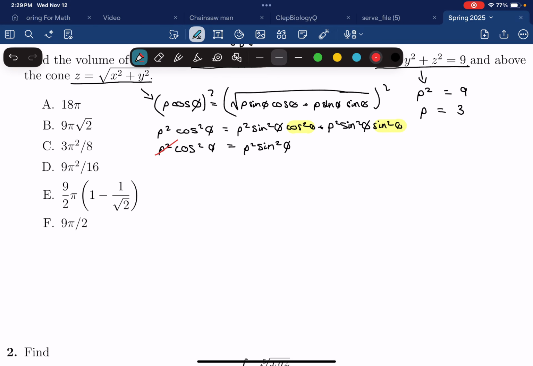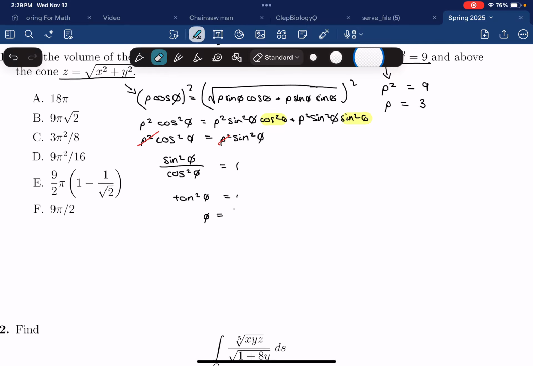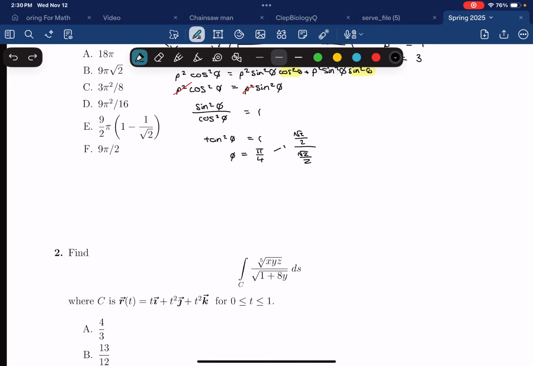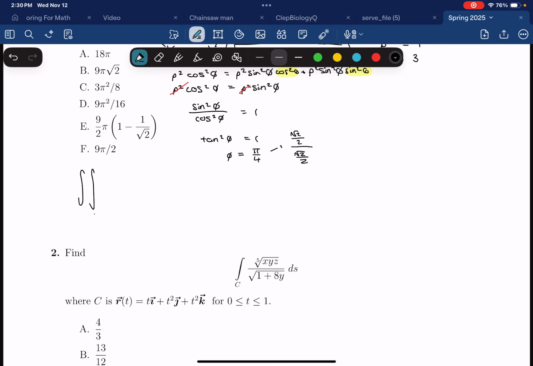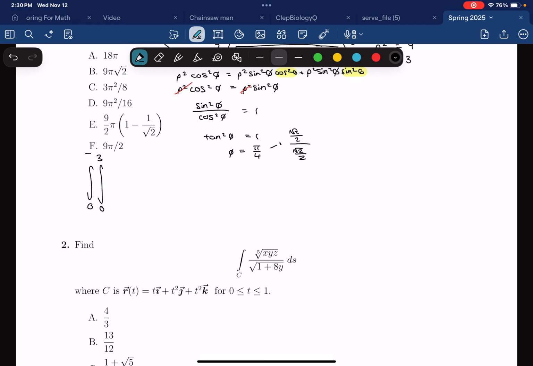So our rhos can cancel out, so we get sine squared phi over cosine squared phi equals 1. So tangent of phi is equal to 1, so we know that phi is just equal to pi over 4, because that would just be square root of 2 over 2 divided by square root of 2 over 2. Cool. So we already know 2 of our bounds. I'm going to write them over here. We'll go from 0 to 3 and 0 to pi over 4.